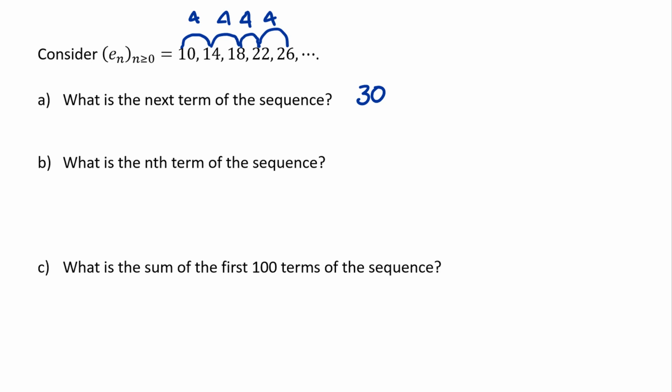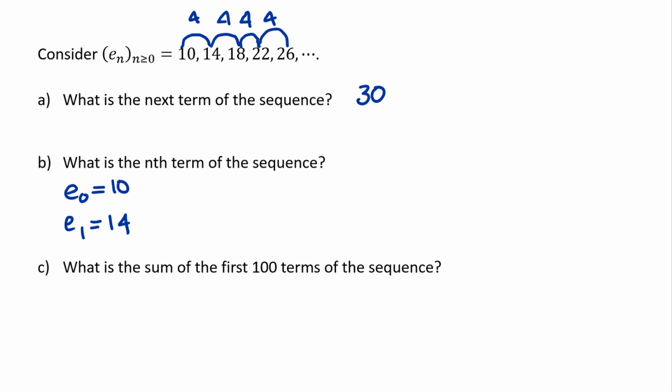Now, the next question is, B, what is the nth term of the sequence? And the only thing that we need to be careful of is that we begin at 0. So let's just make sure we get this. The zeroth term is 10. E sub 1 is 14. The index is a little bit shifted.